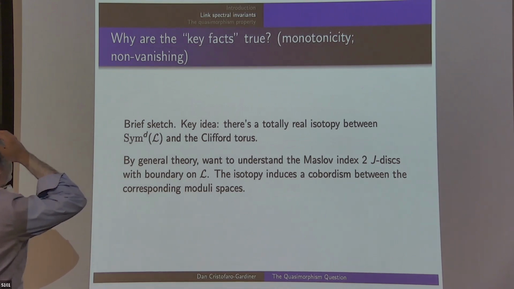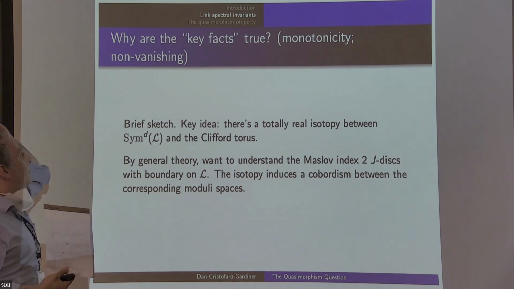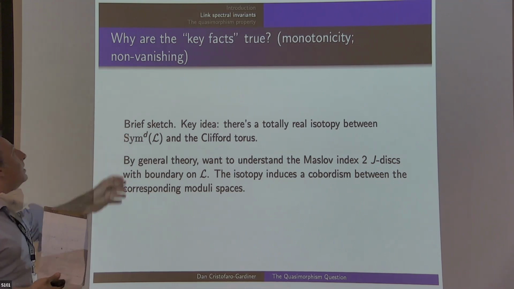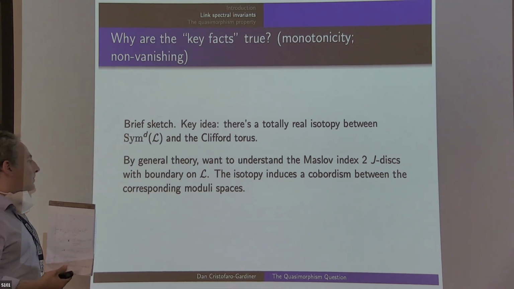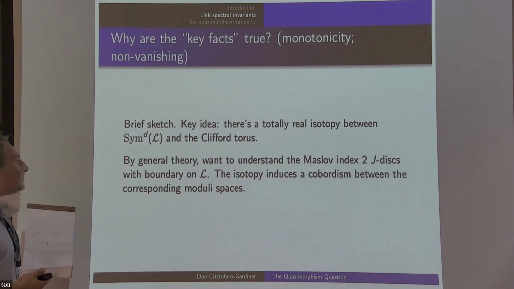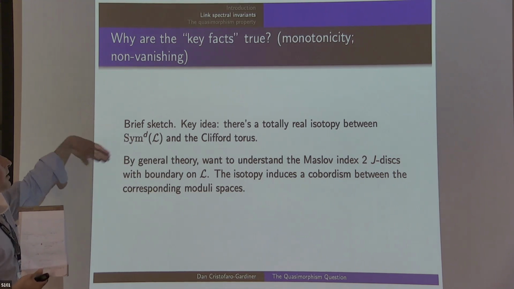So remember there were these key facts. I put in the subject line what the key facts are. I said that you get some Lagrangian torus. I said that it's actually monotone, and also that the Floer homology is non-vanishing. Right. Okay. So how do you actually prove this?